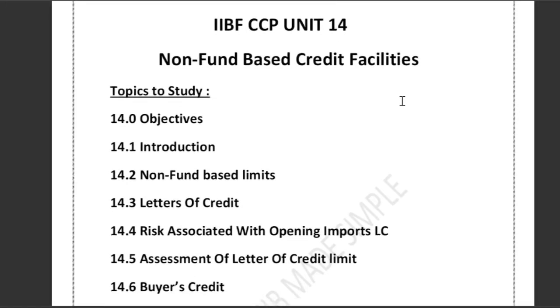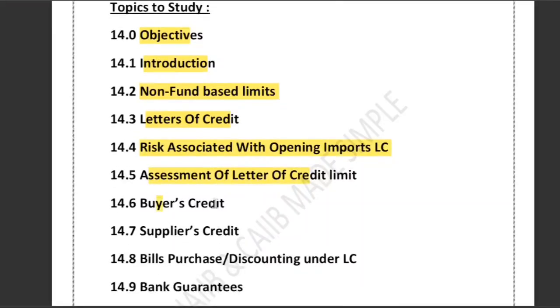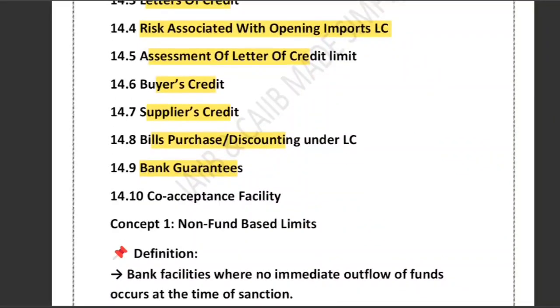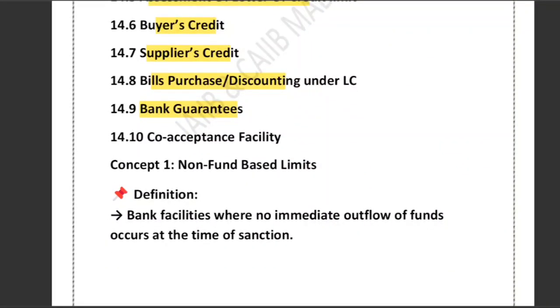Chapter name is non-fund based credit facility. These are the topics which we are going to study: objective, introduction, non-fund based limit, letter of credit, what are the risks associated with opening an import LC, assessment of letter of credit limit, buyer's credit, supplier credit, bill purchase discounting, bank guarantee, and co-acceptance facility. All these we will cover bit by bit. So let's get started with our very first topic, which is the non-fund based limit.